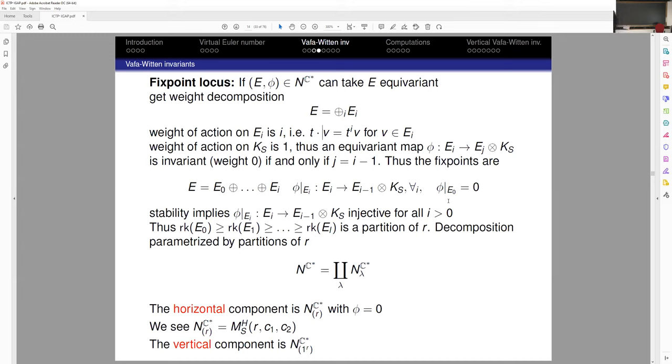And so if one puts this together, we find that the fixed points can be described as follows. We can write E as a direct sum of such eigensheaves where all of them occur from 0, 1, and so on until some d_L. And if I restrict our phi to one such summand E_i, it will always map to E_{i-1} tensor K_S. It doesn't map to any other summand. The phi is from this sum to the whole sum tensor K_S, but the restriction to one of the E_i will always map to the next one, which comes from the fact that it has to be invariant. And the last one, or the first one, has nowhere to go. It is supposed to map to the previous one, so it is just zero.